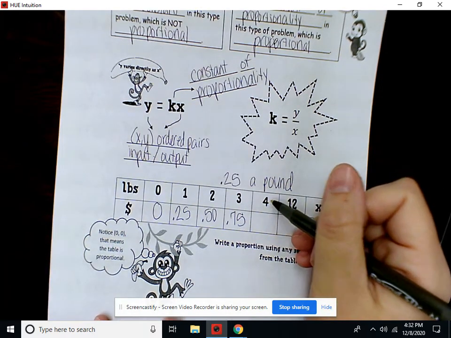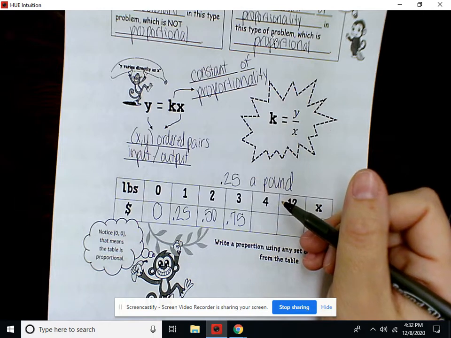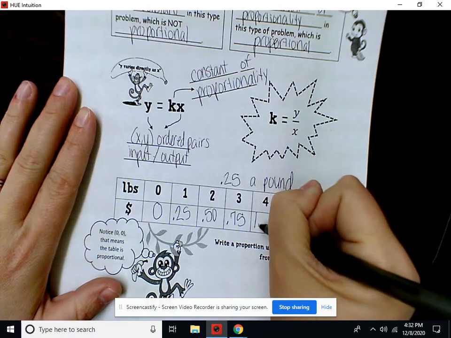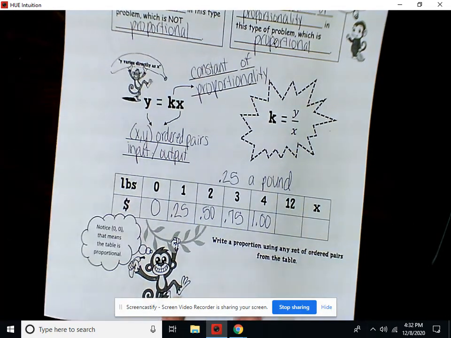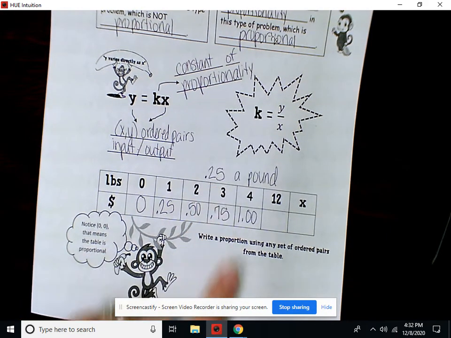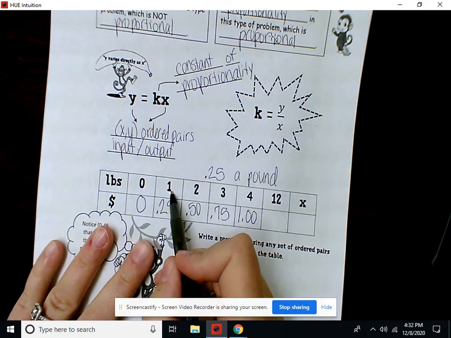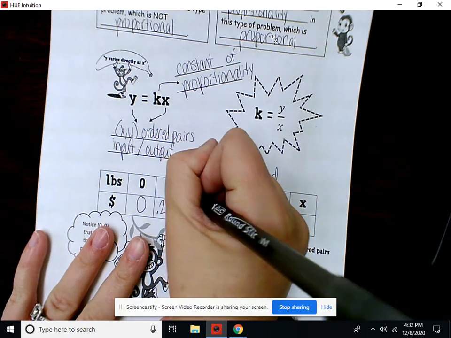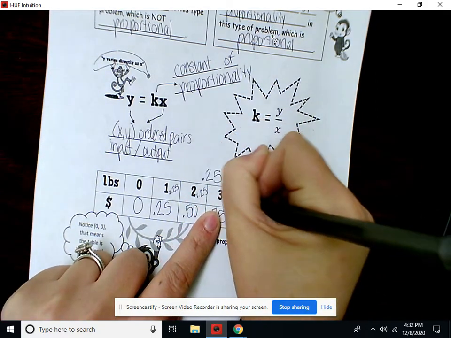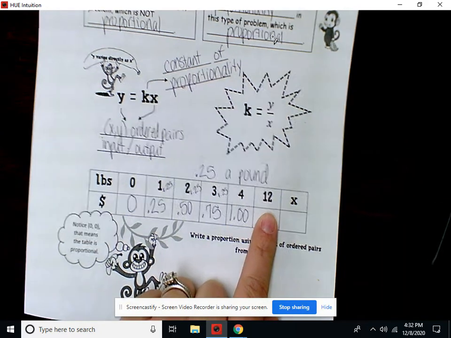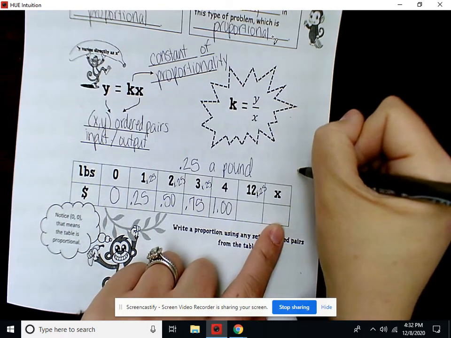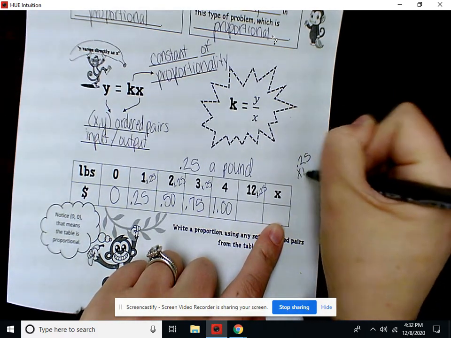If I had 4 pounds, that's 25 plus 25 plus 25 plus 25. So 4 25s is $1. Okay, this last one is 12. So what we've been doing is we've been taking 25 cents and timesing it by 1. And then taking 2 and timesing that by 25 cents. And 3, timesing it by 25 cents. So if I have 12, we're going to times that by 25 cents. So let's multiply 25 cents times 12.